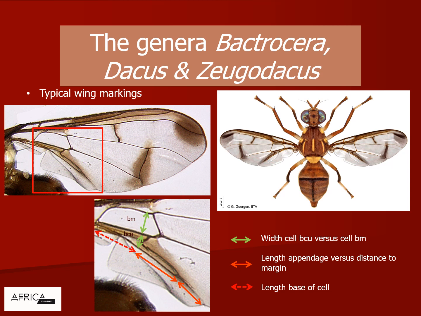Regarding the shape of the cells BCU and BM, the green double-headed arrows indicate clearly that the cell BM is much wider than the cell BCU, about twice as wide. The appendage of cell BCU is very long and narrow and distinctly longer than the distance from the tip of the appendage till the wing margin, the red arrows. Both the appendage and the base are about the same length.